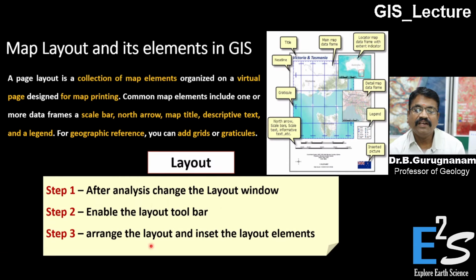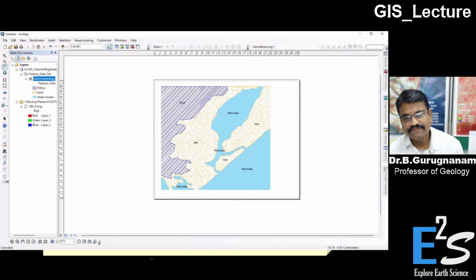Now after the analysis of the layout window, enable the layout toolbar, arrange the layout and insert the layout elements. Now you are going to add a scale bar, north arrow, map title, descriptive text and legend and lat long, other details.